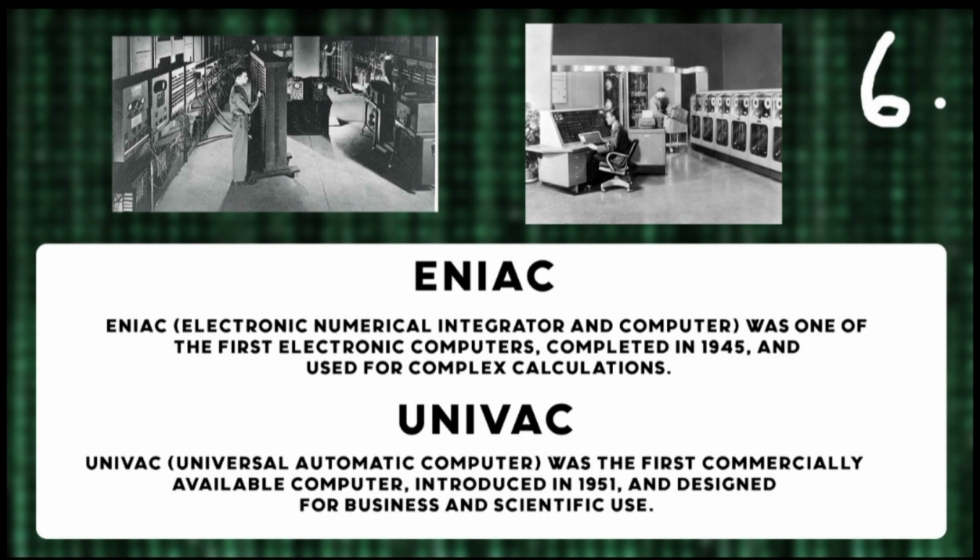ENIAC wasn't commercially available, while UNIVAC, on the other hand, was a commercially available computer, introduced in 1951, transitioning from 1945 to 1951, and designed for business and scientific uses. It could be any business and scientific uses, it does not matter, but what matters is what purpose they were built for.